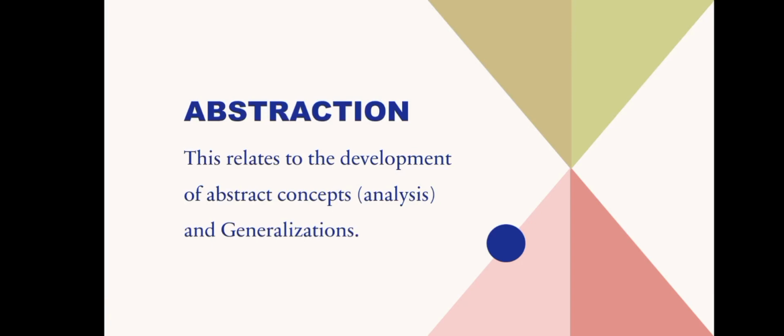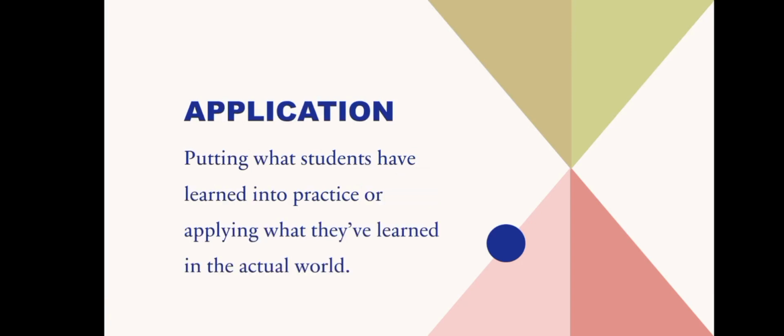And the fourth one is the application. Putting what students have learned into practice, or applying what they've learned in the actual world. This is when the students will use what they have learned during the activity and the abstraction part, for example, what have you learned and how can you apply it in the future, or when you can use the knowledge you've learned today.